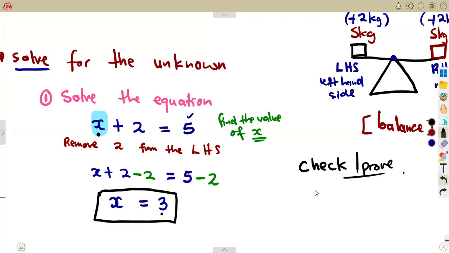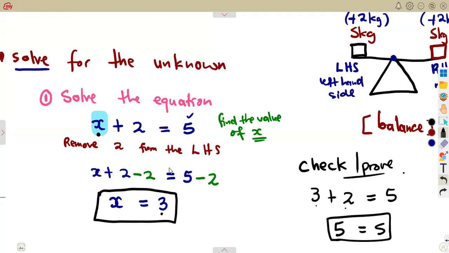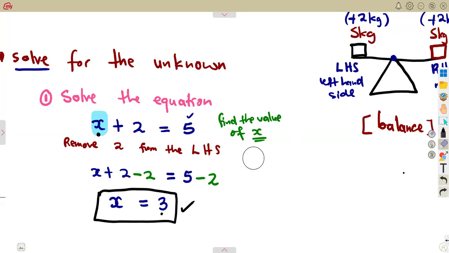So in place of x, that is 3 plus a 2. Remember, that's plus a 2 there. Is it going to give us a 5? 3 plus 2, that's a 5. So 5 is equal to 5. Truly, we can see that these two are the same. So this means this value of x is true. If you substitute the value of x where x is and you obtain a certain value which is not a 5, that means that is wrong. You have to consider solving your equation again.